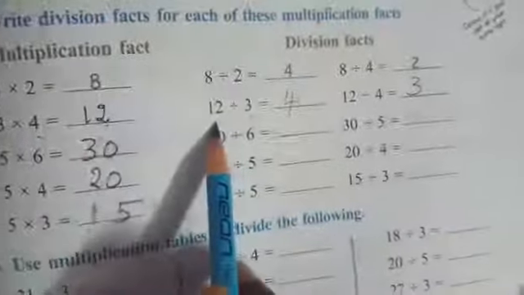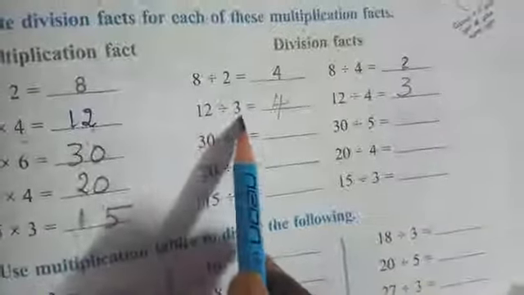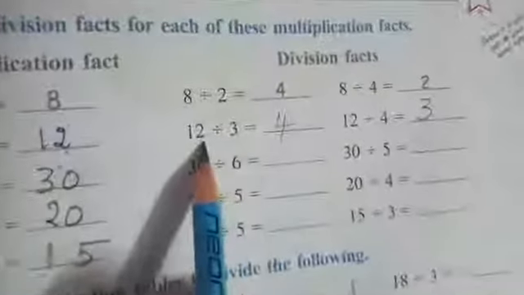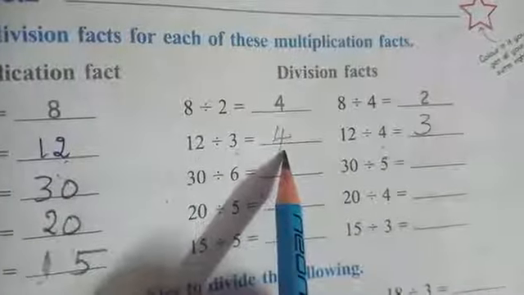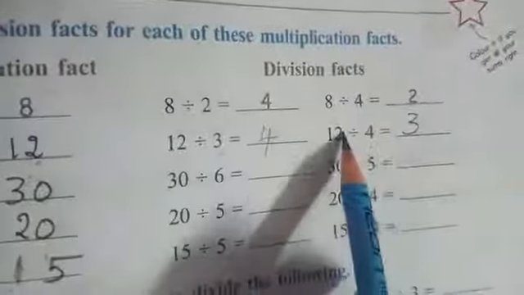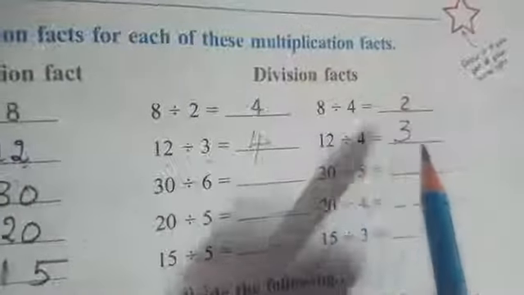See here, 12 divided by 3 is 4, and 12 divided by 4 is 3. If we divide 12 into 3 equal parts, what do we get? 4. If we divide 12 into 4 equal parts, we get 3. Same way here also. First we have done the multiplication facts. Using these, you can do the division facts the easy way.